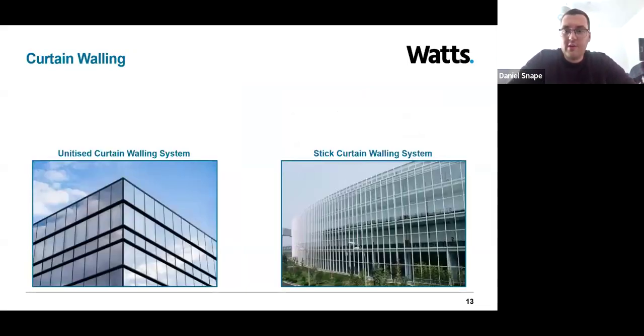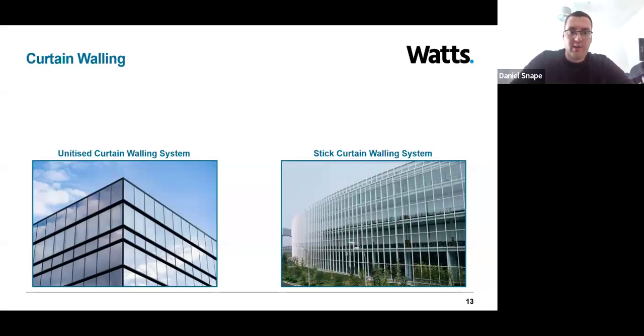So let's move on to some of the more modern forms of facade construction, and we'll start with curtain walling. Curtain walling is typically very common in the commercial sector. However, with businesses changing their workplace strategies following the pandemic, offices are more frequently being converted into resi, and these facades are often being retained to maintain value for money.